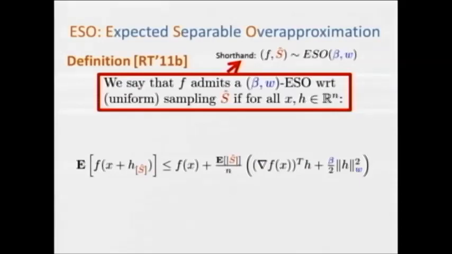We call it the expected separable over approximation. So we say that function f admits a (beta, w) ESO with respect to uniform sampling S hat. By uniform, I mean the probability that any given coordinate is picked by S hat is equal for all coordinates. It's possible to define a different ESO for non-uniform probabilities. I will not work with that today.